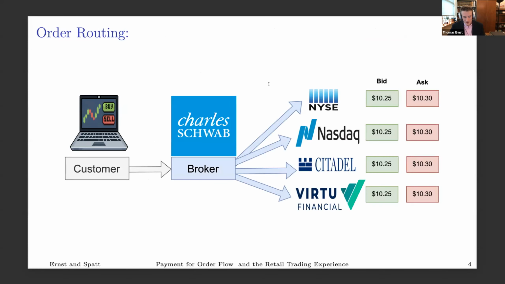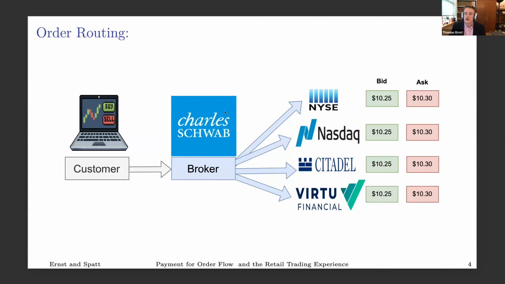So it's going to be all pictures here. This is what order routing looks like when a retail broker wants to route an order. We start with a customer on the left. They place an order through a retail broker. I have Schwab, but the process is the same for Fidelity, Vanguard, E-Trade, all the other major brokers.